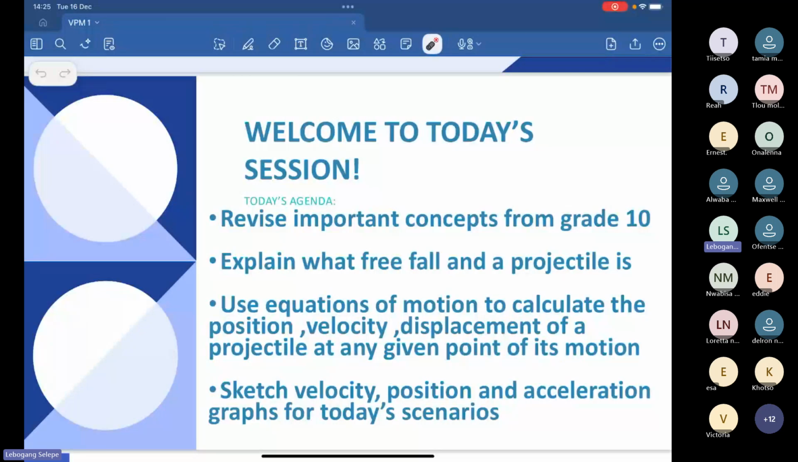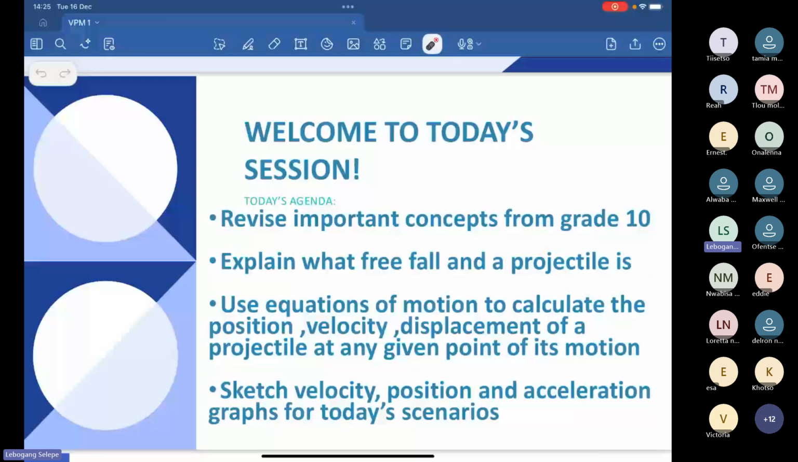In grade 12, it's going to be much easier because the acceleration is always there, and it's the acceleration due to gravity. I'm sure you guys already know the value of the acceleration due to gravity because you also did it in grade 11 under Newton's laws, right? Yes, sir. Then we're gonna explain what free fall is as well as what a projectile is.